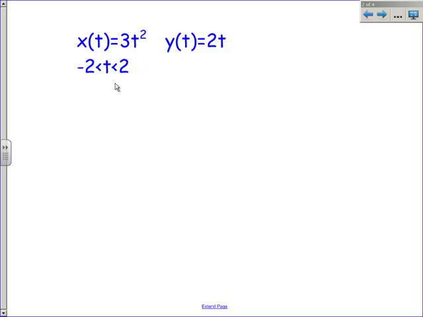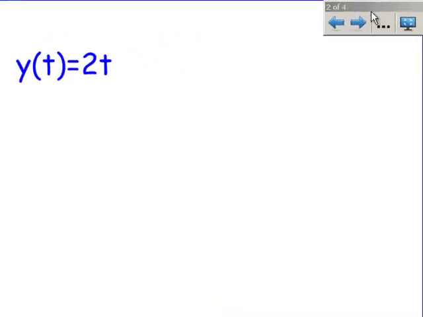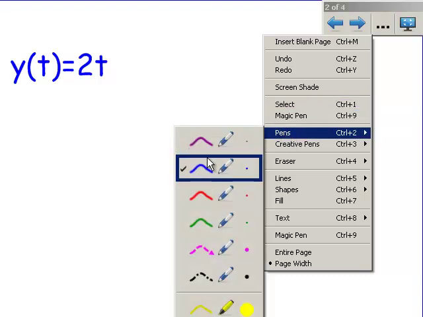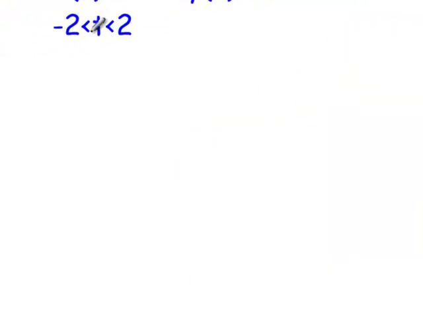Okay, with parametric equations, you are going to have x of t and y of t. So both x and y are going to be found by using a third variable. We call that the parameter, and it's almost always t for time. So here, this is x of t equals 3t squared and y of t equals 2t, and I have a restricted domain, and my domain is -2 to 2, and we're going to actually let it be equal to both of those. So let's make a little table of values here.